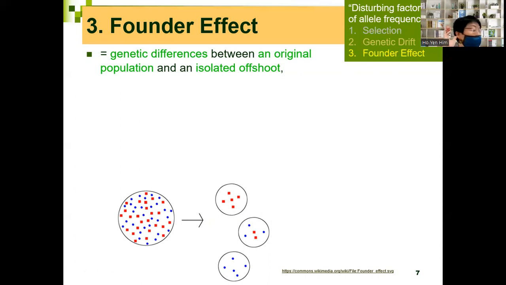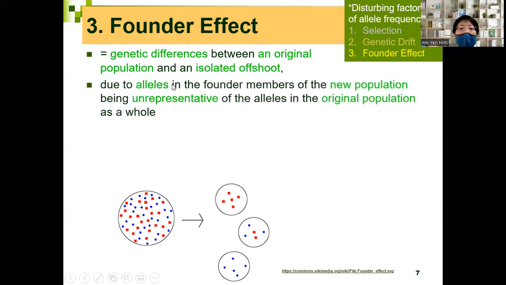It focuses on change in allele frequency. So alleles in the founder members of the new population are unrepresentative of the alleles in the original population as a whole, because this is only a sample. When you take a sample from the original, it cannot be exactly the same. So it's slightly different.